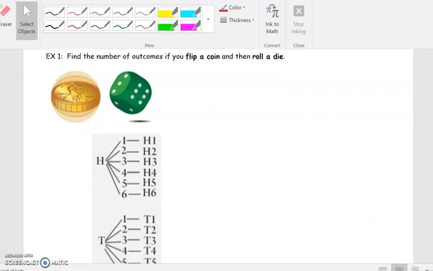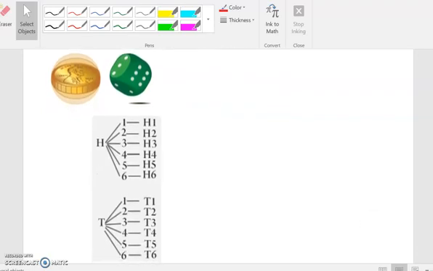If we flip a coin and then we roll a die. So if we flip a coin, we have two possible outcomes. We could either land on heads or we could land on tails. If we roll a die, we have 6 possible outcomes. We could land on any of the numbers 1 through 6. So our total outcomes, we could have a head on the first roll, and we could also land on any of the numbers 1 through 6. Or we could land on a tail on the first roll and any of the numbers 1 through 6.